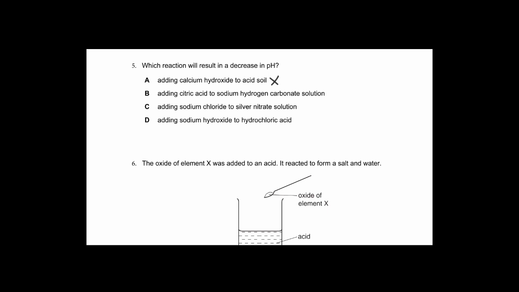B, adding citric acid to sodium hydrogen carbonate solution. In nature, we understand that sodium hydrogen carbonate is an acidic salt. And what we are adding is also acidic. Meaning, as we are adding citric acid, which is an acid, to a substance which is already acidic, we expect the pH of the substance to decrease, because we are going to be increasing the concentration of the acidic substance. So B is likely to be the answer.